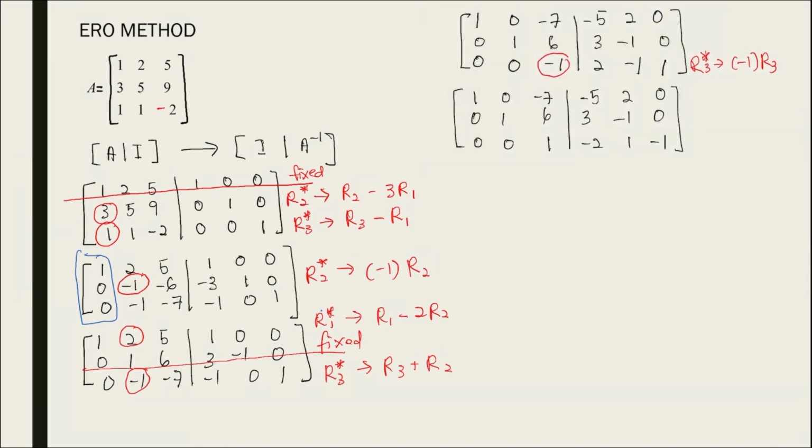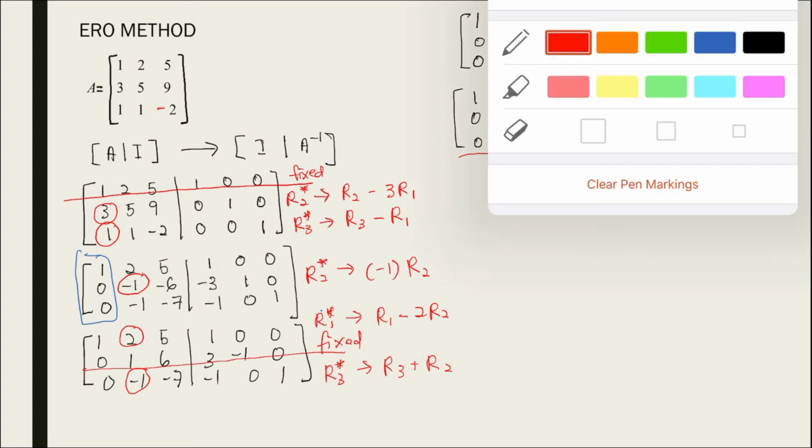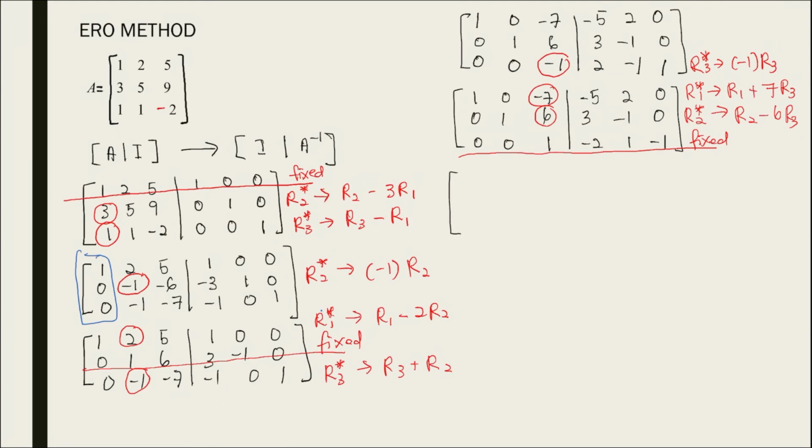Okay, right now, we're going to change negative 7 and 6 into 0. So row 3 is fixed. So with row 3 fixed, how do we change negative 7 to 0? Negative 7 plus 7. So row 1 new is row 1 plus 7 times row 3. Row 2 new is row 2 minus 6 row 3. So the only way to become 0 is to minus with the same number. Then we're going to calculate that.